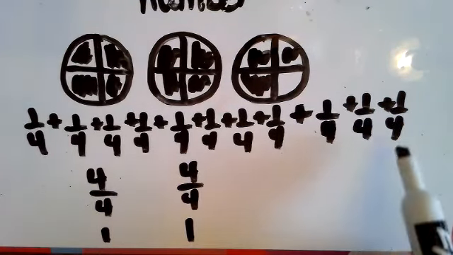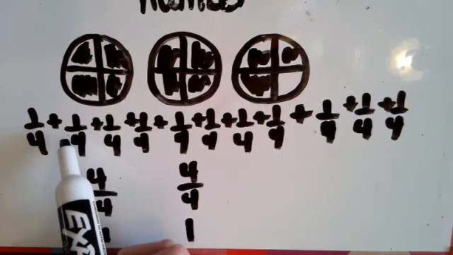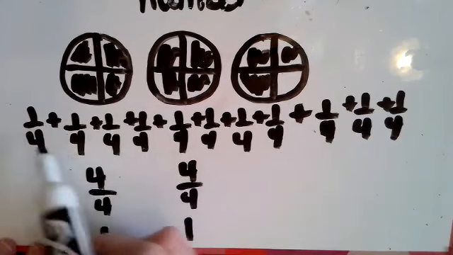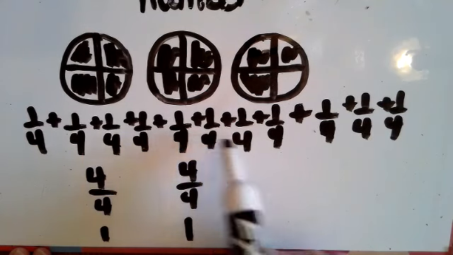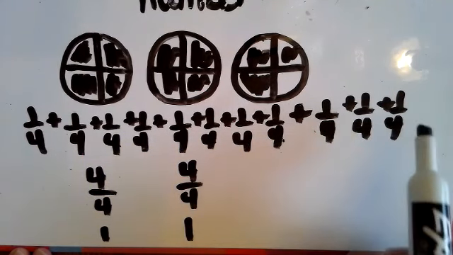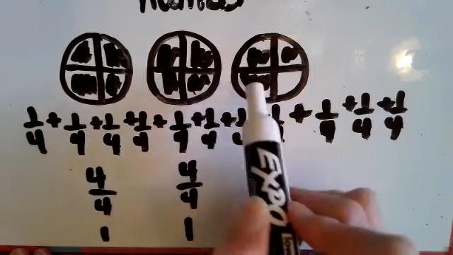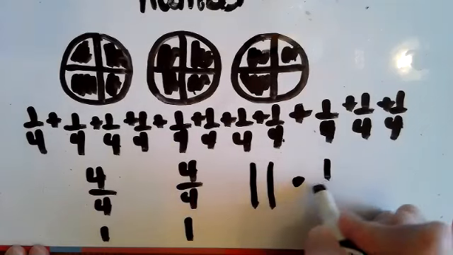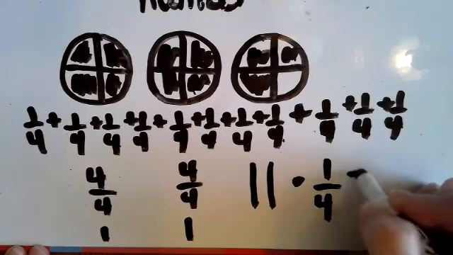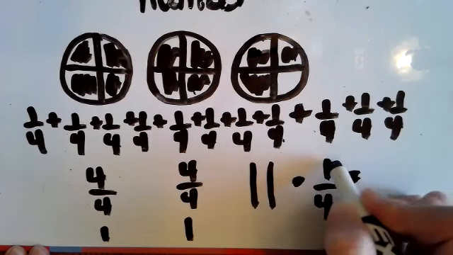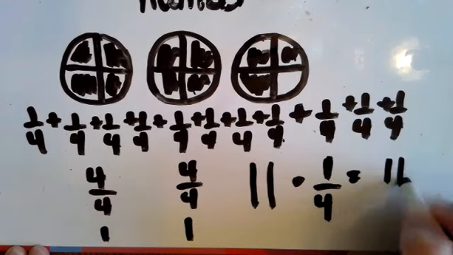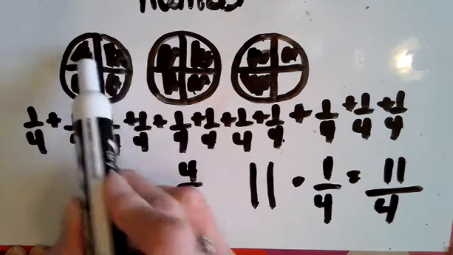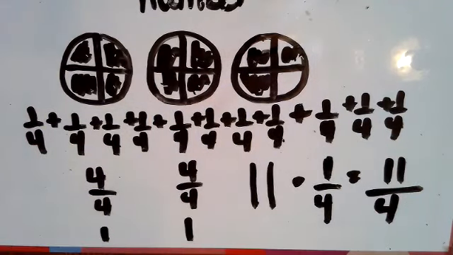We could then represent all of this repeated addition by writing it as a multiplication problem. I have 1, 2, 3, 4, 5, 6, 7, 8, 9, 10, 11. Let's see if that's right. Yep, I have 11 times 1 fourth. 11 times 1 is 11, and they're all cut into fourths. If I count up here to check, 1, 2, 3, 4, 5, 6, 7, 8, 9, 10, 11, 11 fourths.